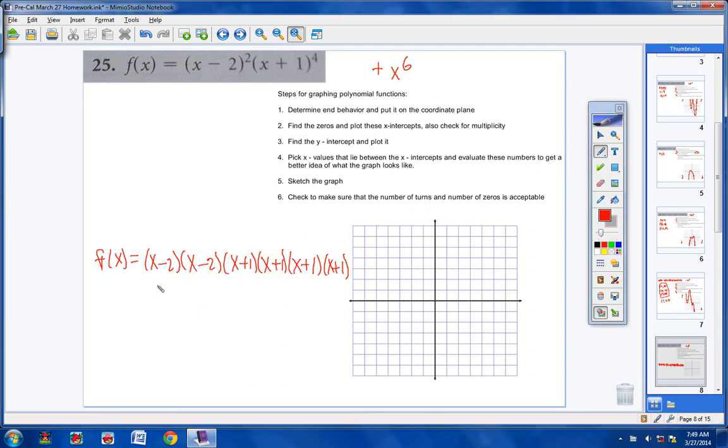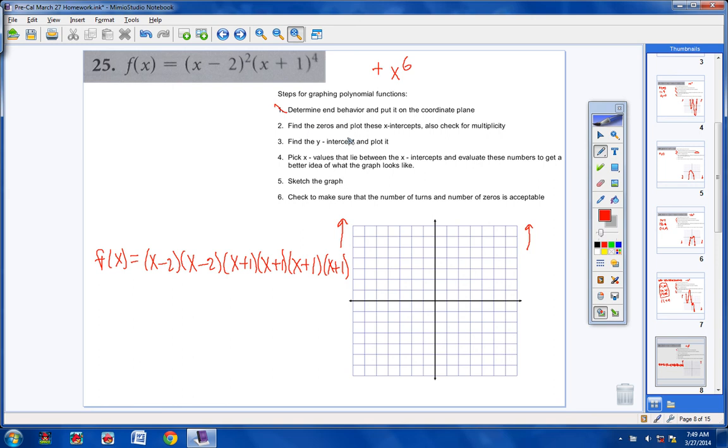Now again, if you have to do all this multiplying, I feel bad for you. I'm telling you, you need to really get used to this shortcut, okay? But either way, this will be your lead coefficient. So my degree is even, my lead coefficient is positive, so I know the graph is going to be going up to the left and up to the right. So step 1 is done.